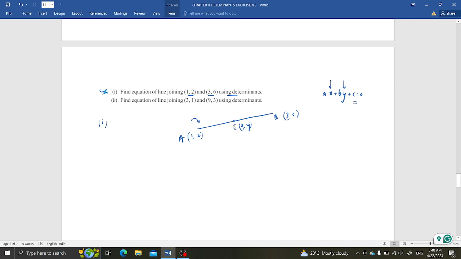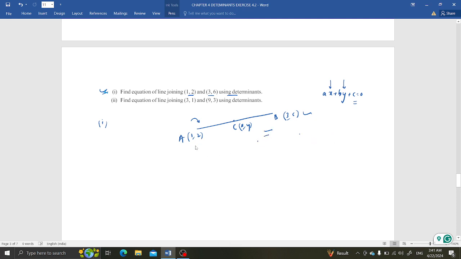At that time, to involve this x comma y, we need to assume it on this line. Or I'll do it like this also: this is A, this is B, and on the same line I extend and assume here we have C, that is x comma y, and here this is B, 3 comma 6, and this is 1 comma 2. Either you can assume it like that or like this. Both are the same, but in general we assume it like this.